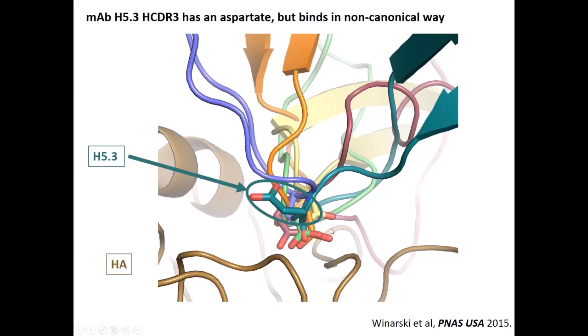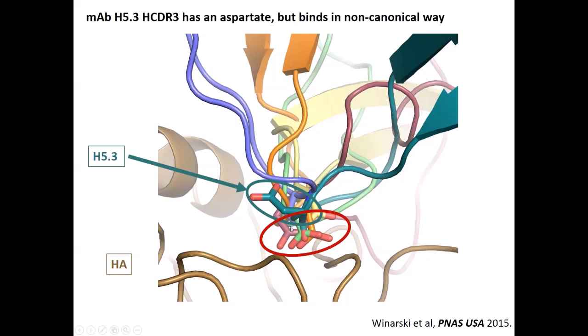So HA is on the bottom, and the aspartate points away. Katie Winarski got this co-crystal structure with Ben Spiller here at Vanderbilt. And if you look at all the other structures to which I've been referring that have aspartates, they interact with the HA, but the H5.3 antibody points the aspartate away. So it has it in the right position, but it doesn't display it in the same manner.